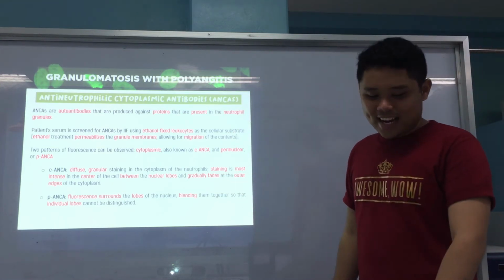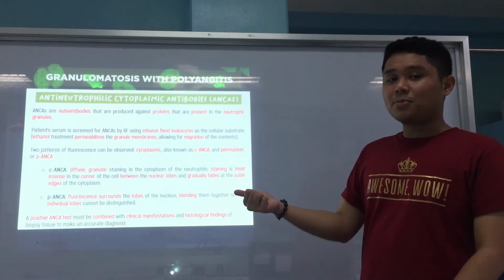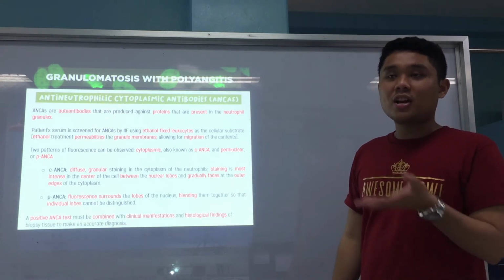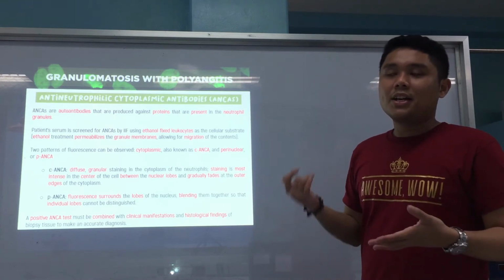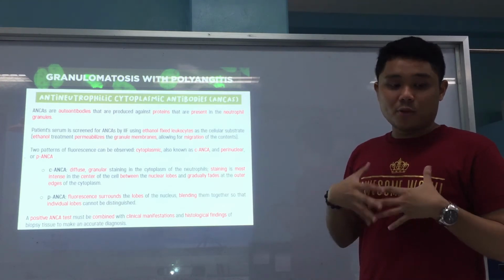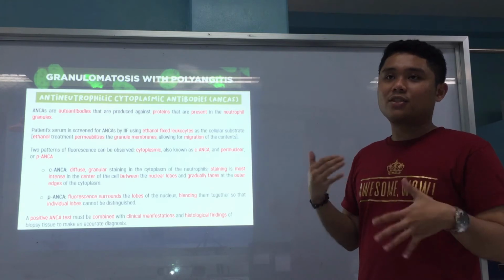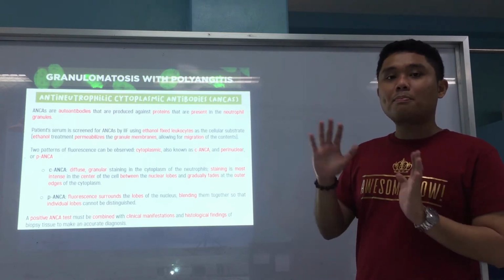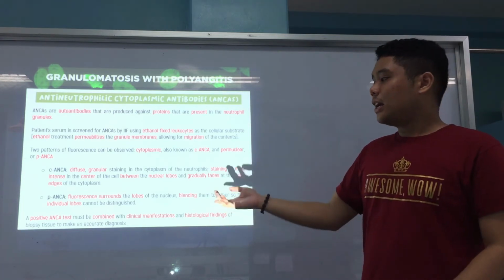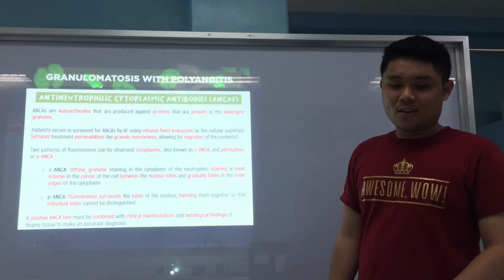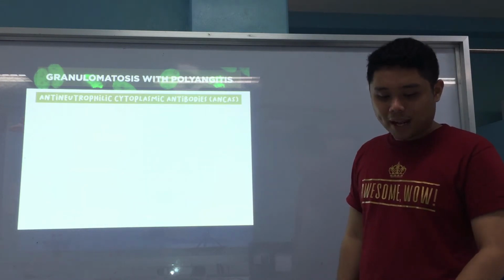Okay, alright. And a positive ANCA test must be combined with clinical manifestations and histological findings. Because again, your Wegener's granulomatosis involves the lungs, your tissues. So there are the histological findings. So it must be partnered or coupled with your ANCA test to make an accurate diagnosis. Okay. Alright, and we go now to your patterns.